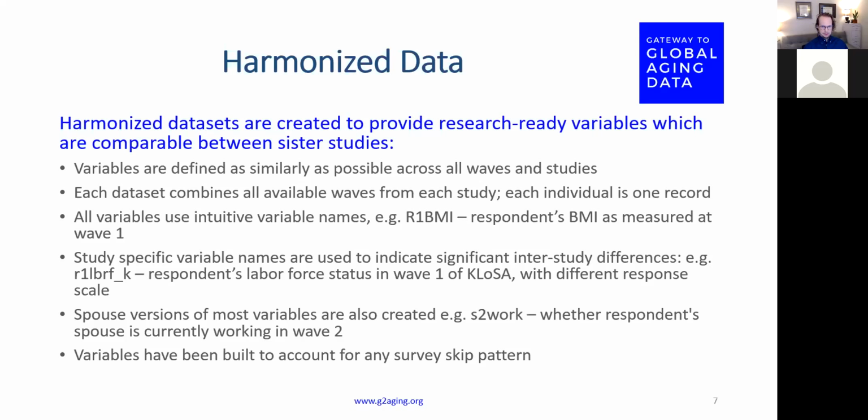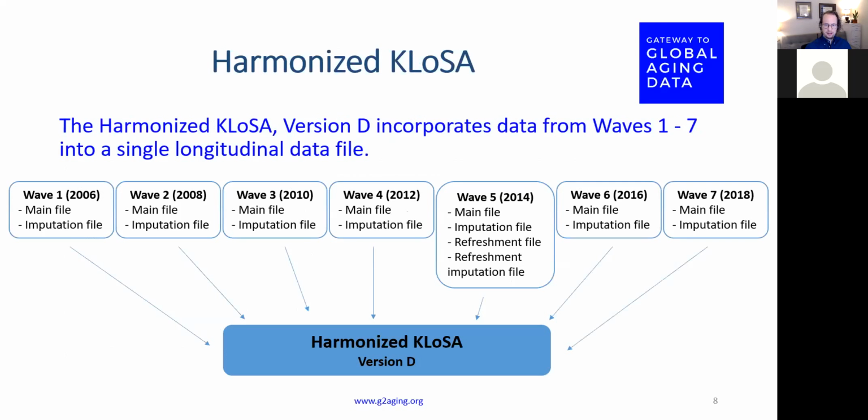These differences exist in all the studies, and they're both a benefit and something to be aware of. The harmonized datasets also include spouse versions of most variables. So for instance, a variable named S2WORK is whether the respondent's spouse is currently working at wave 2. And variables have been built to account for any survey skip pattern.